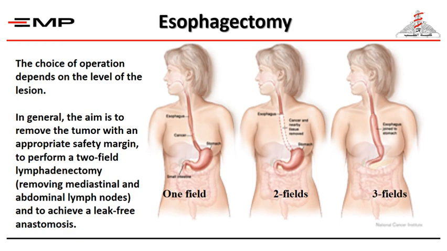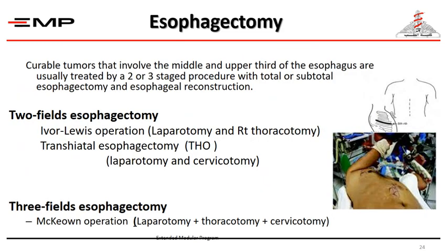So if I have a tumor, I have to remove the tumor with an appropriate safety margin, to do 2-field lymphadenectomy, which means mediastinal and the abdominal lymph nodes should be removed with the primary tumor, and to achieve a good anastomosis. So according to this aim, we have what is called 1-field esophagectomy, 2 fields, and 3 fields esophagectomy.